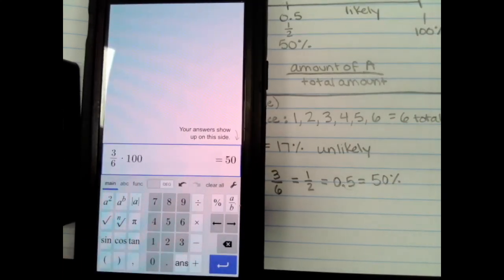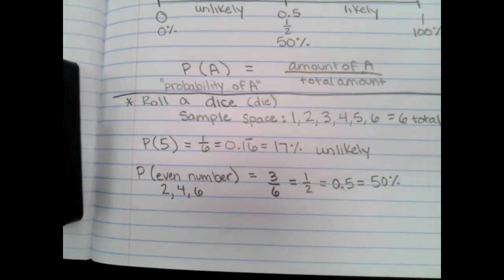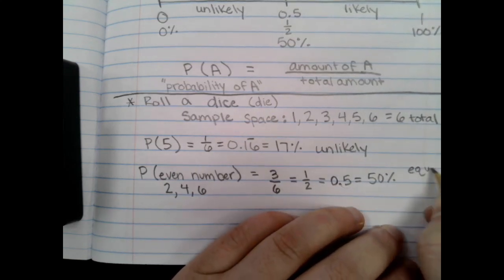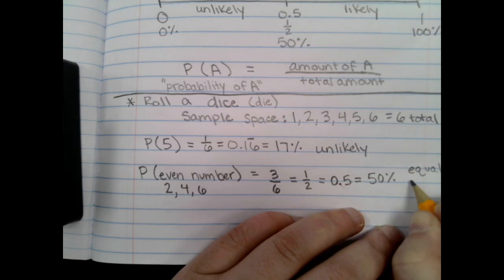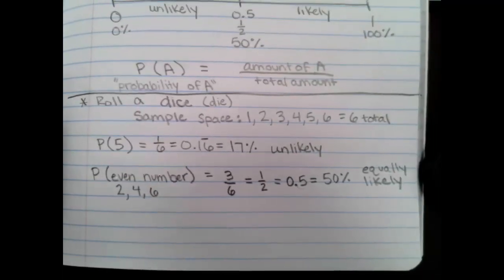All right, so on our scale, with 50%, is this impossible, unlikely, even chance, likely, or for sure? Even chance. Another way to say that is equally likely. I'm going to write that here just so that we have it on our notes somewhere. You might see that on your practice sometime, equally likely. It's the same thing as even chance, 50-50.